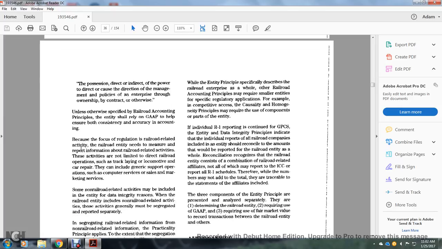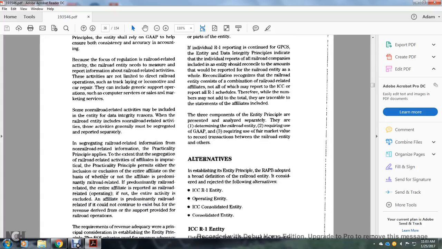The railroad entity needs to measure and report information on railroad-related activity. The activity is not limited to direct railroad operations such as the track line, the locomotive, or car repair. It can include general support operations such as computer services or sales or marketing services. Some non-railroad activities may be included when the railroad entity includes them. Those activities generally must be segregated and reported separately.